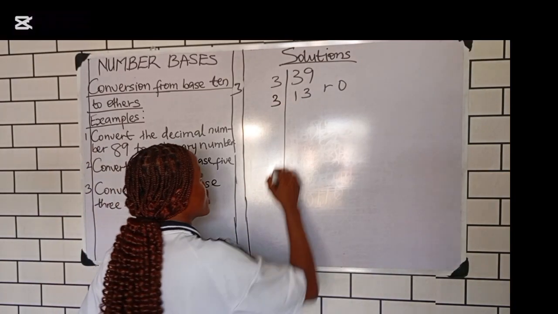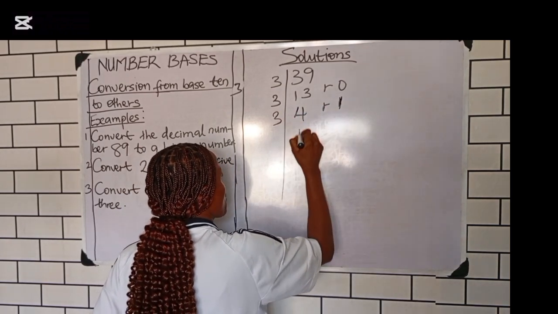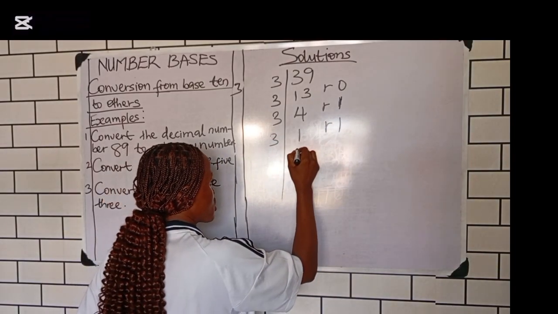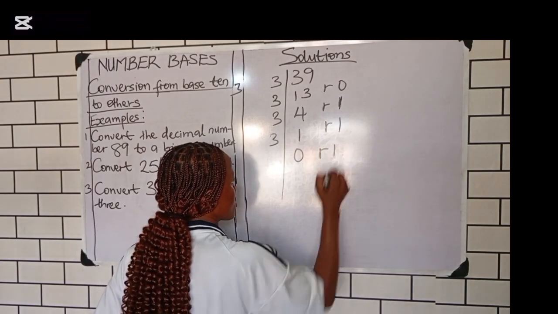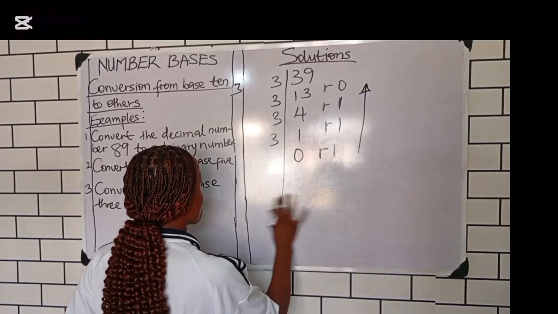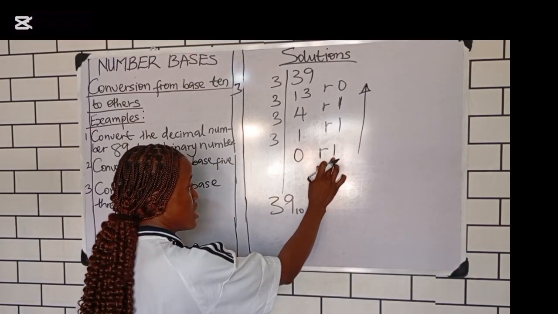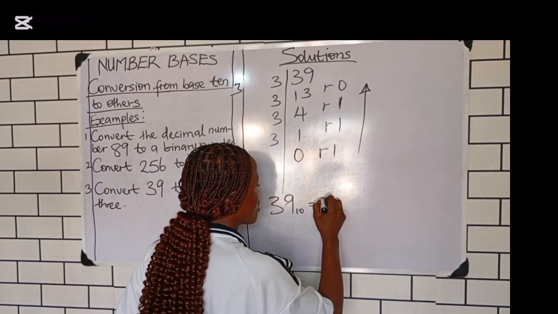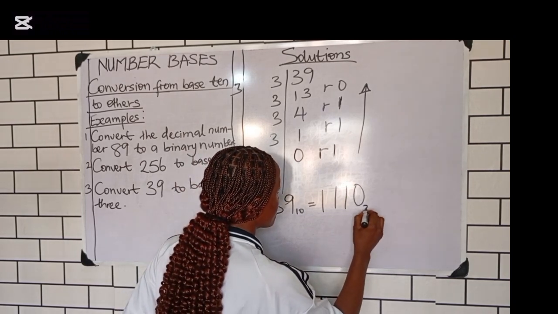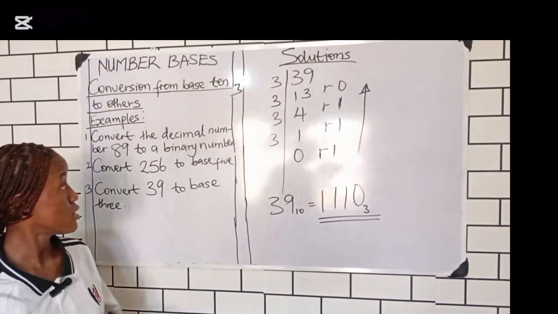Have your 3 here. 3 divide 13 will give us 4, remainder 1. 3 divide 4 will give us 1, remainder 1. 3 divide 1, it can't go, so you write 0, and the remainder is this one here. You draw your arrow. Your 39 in base 10 is equal to, starting to pick from the last digit, 1110 in base 3. This is our final answer for question number 3.